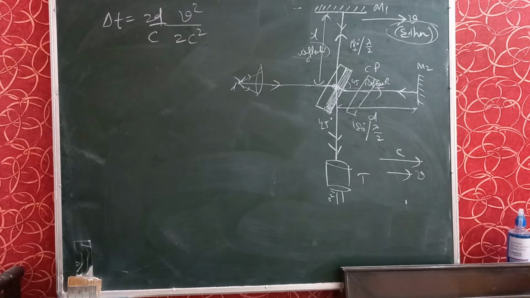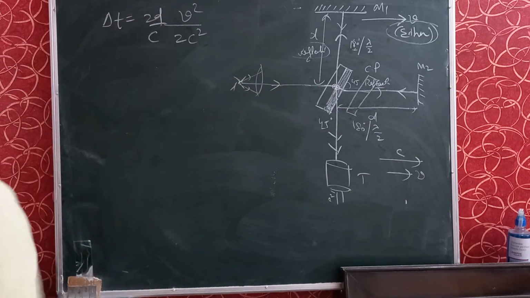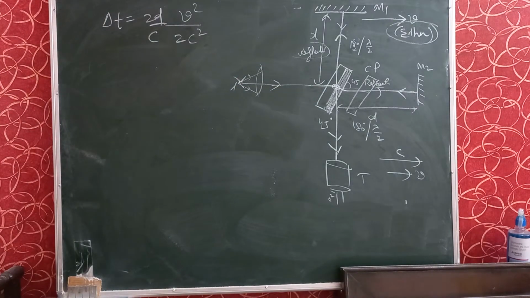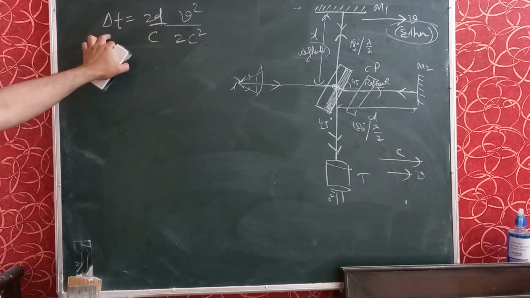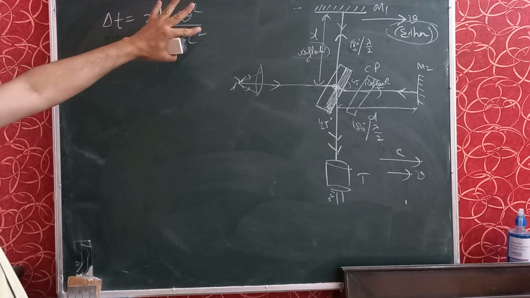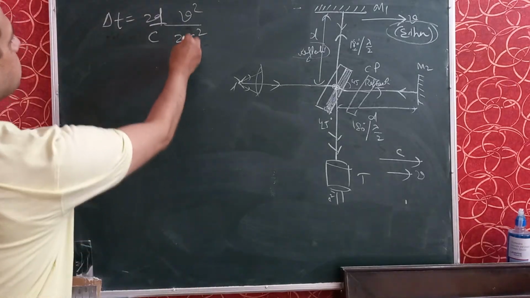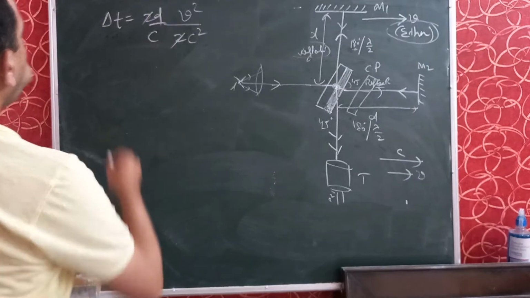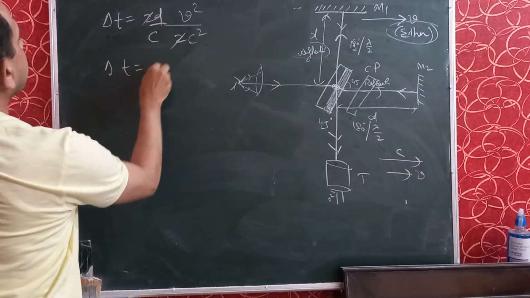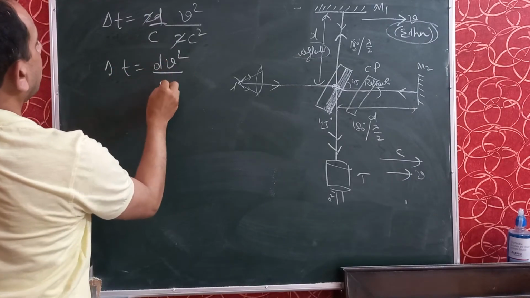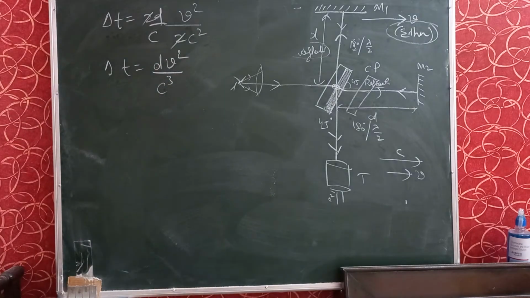So, this is in continuation to the previous lecture, that is, the difference between the time taken by the reflected light as well as refracted light is different. So, the difference between the two times is delta t equals t2 minus t1. When we put the value of t2 minus t1, we will get this answer. This 2 is cancelled with 2 and delta t becomes d v square upon c cube.